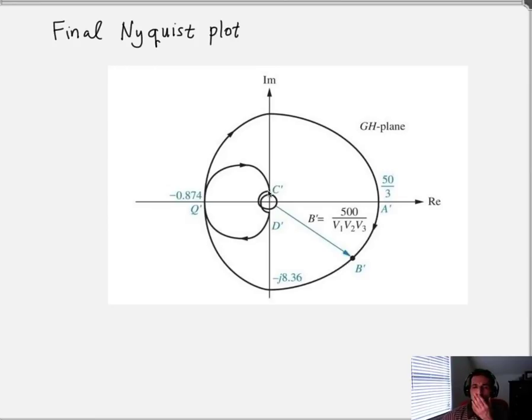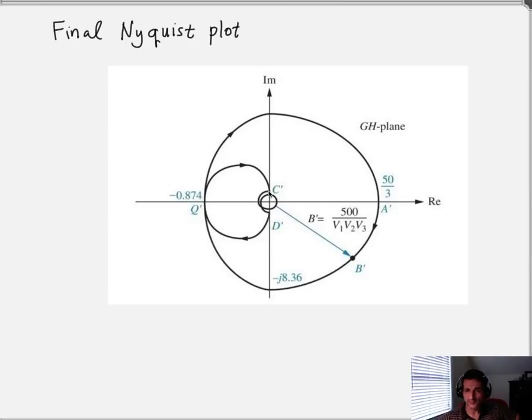Now remember this is 0 positive, so you're going to see exactly the same mirror image here as well. So this is going to be 0 positive and 0 negative, meaning an infinitesimal value greater than 0 and less than 0, in terms of frequency. And here, this point C prime was associated with omega equal to positive infinity.